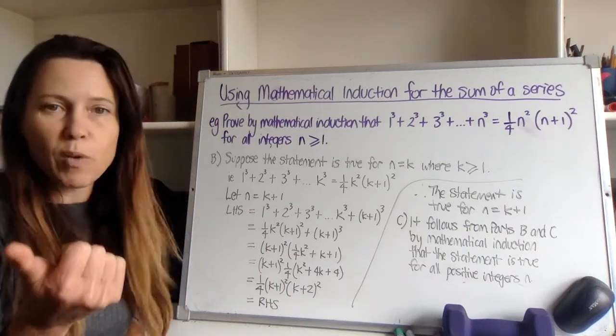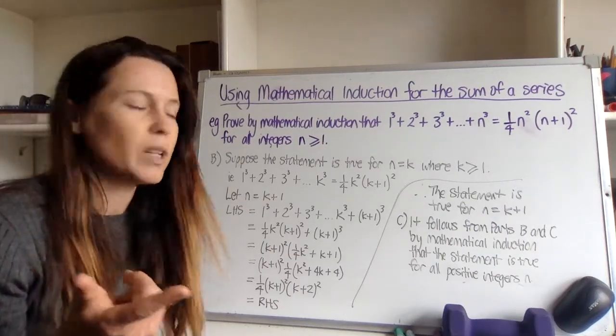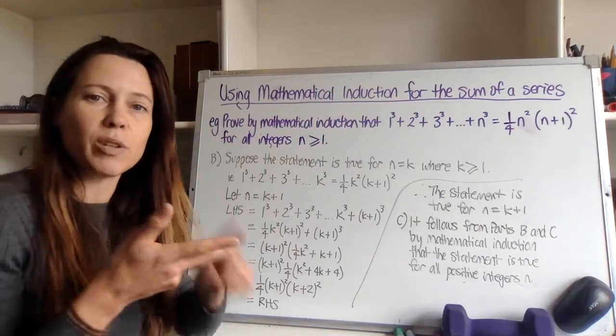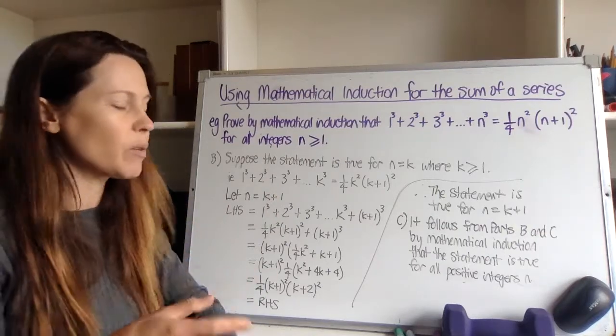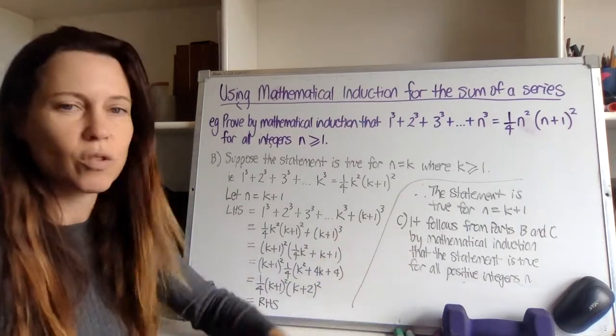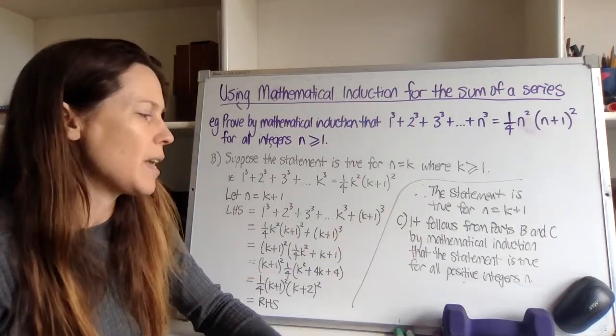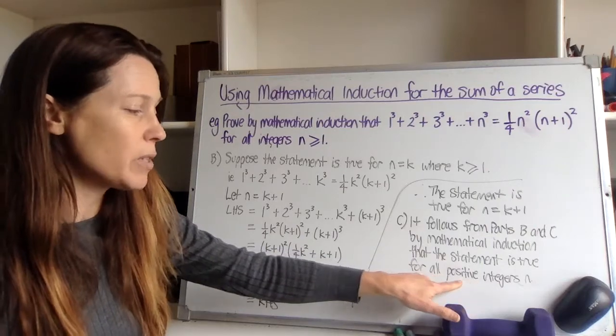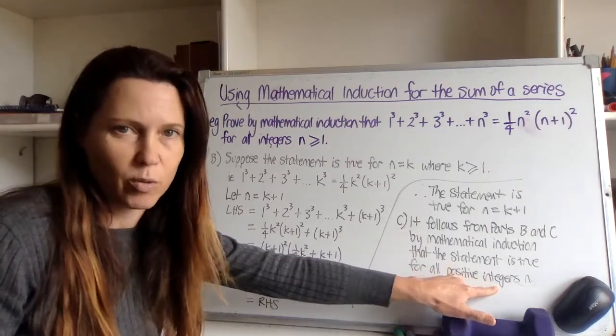So if it works for 1, it would therefore have to work for 2. And if k was 2, it would have to work for 3. If k was 3, it would have to work for 4. And therefore we can say, by mathematical induction, it's true for all positive integers n. Now notice that we're only looking at positive numbers here, and we're only looking at whole numbers.